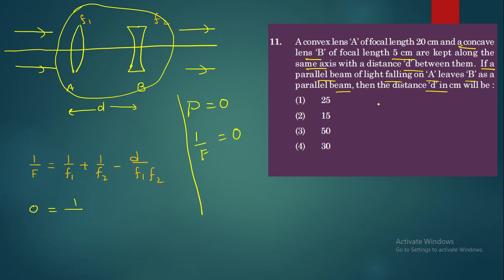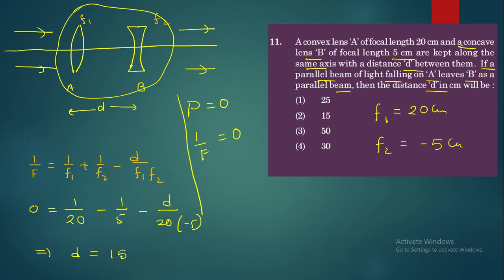Now for the convex lens, we normally take the first principal focus. So the first focal length is positive 20 centimeter. The second is negative, minus 5 centimeter. So this will be equal to 1 by 20 plus 1 by minus 5, minus d divided by 20 into minus 5, and when we solve it, I think d will come out to be 15 centimeter. Okay, so this is the answer. Let's move on.